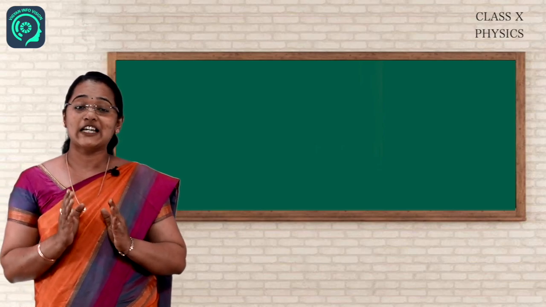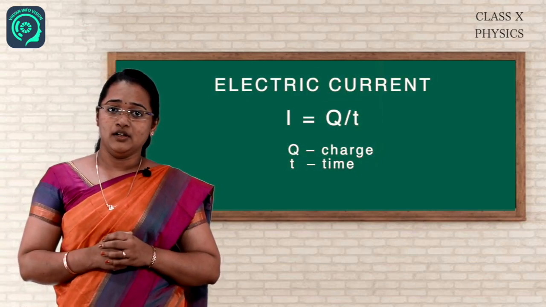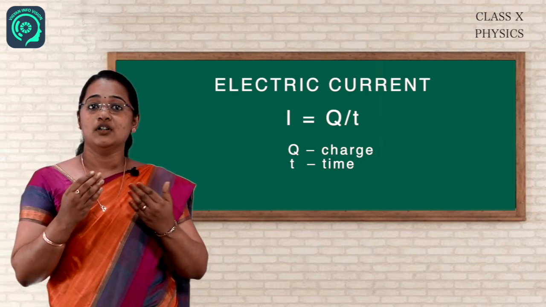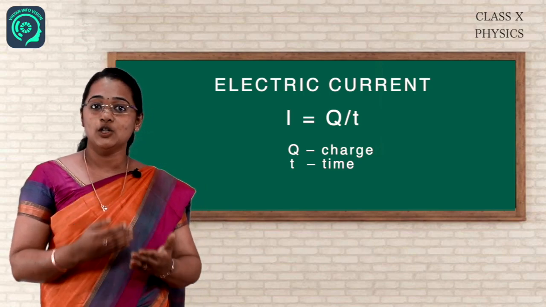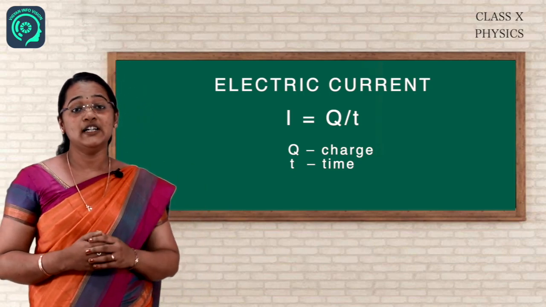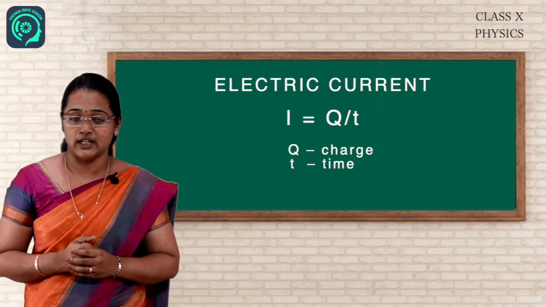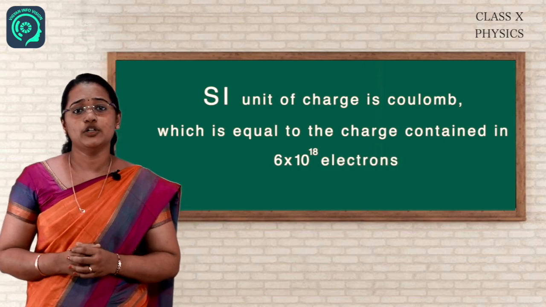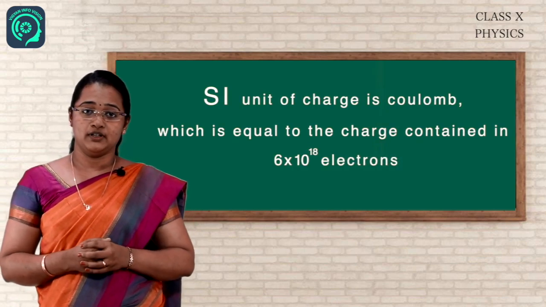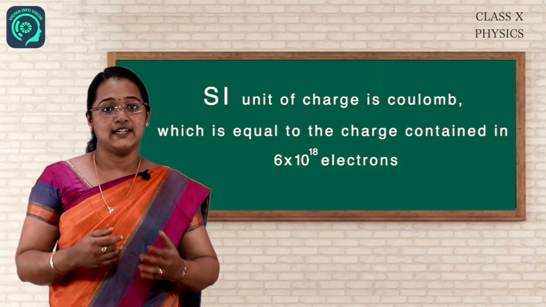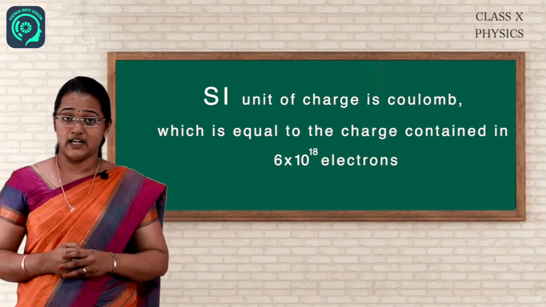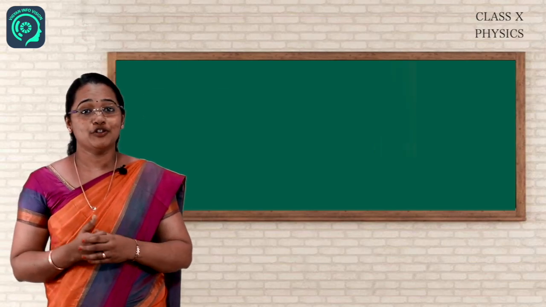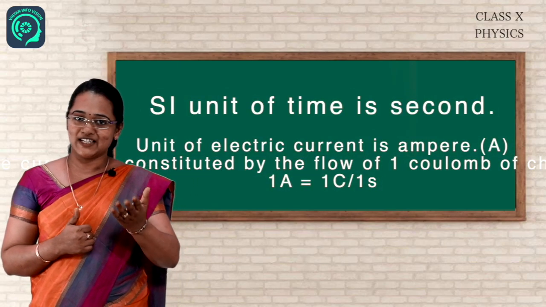Now we can mathematically express current. Current can be represented as I. So current I is equal to the rate of flow of charge, that is Q by T, where Q is the net charge passing through the conductor, and T is the time of flow of charges. The SI unit of charge is coulomb, represented by capital letter C. 1 coulomb of charge contains 6 into 10 raised to 18 electrons. And what is the SI unit of time? The SI unit of time is second, as you know.